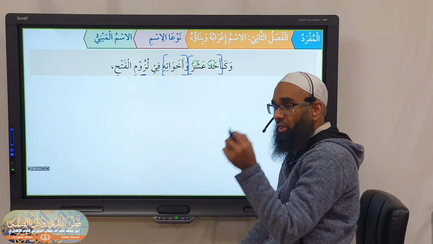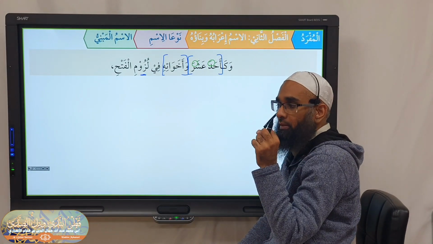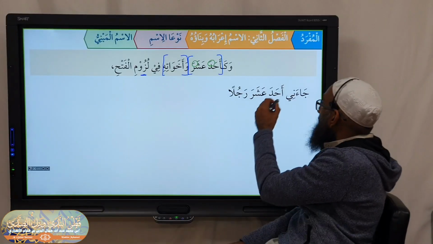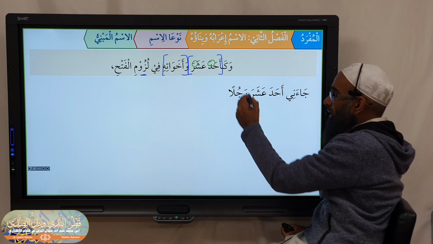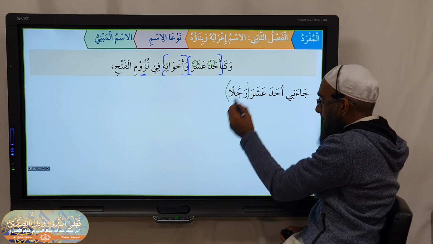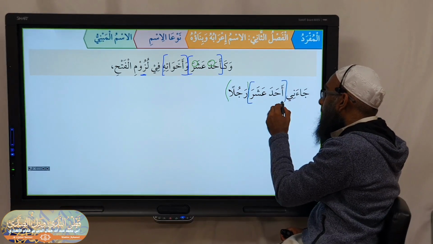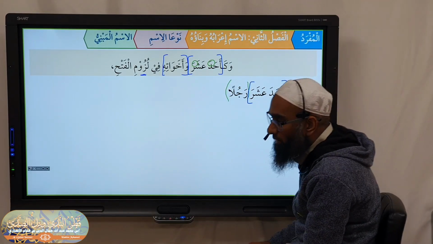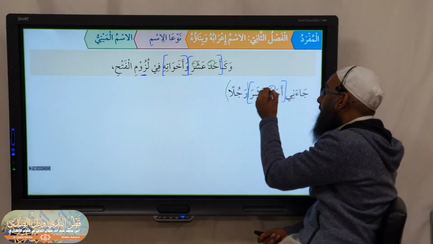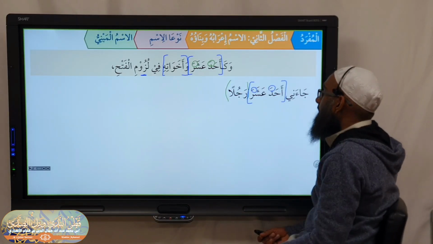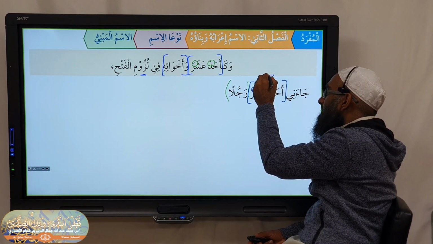Ahada ashara, thalathata ashara, arba'ata ashara. So even if, for example, you say ja'ani ahada ashara rajulan. So rajulan is the tamyiz of the number. But what's the fa'il? Ahada ashara. Is it mu'rab or mabni? Ahada ashara. Mabni alal what? Alal fath. So it's fa'il, but it's mabni alal fath.